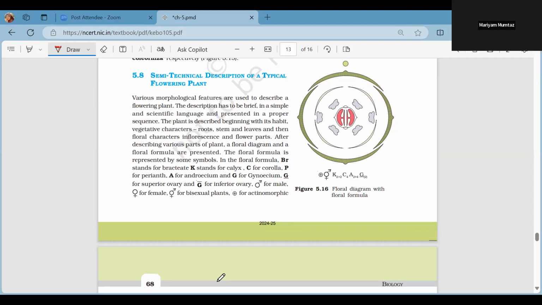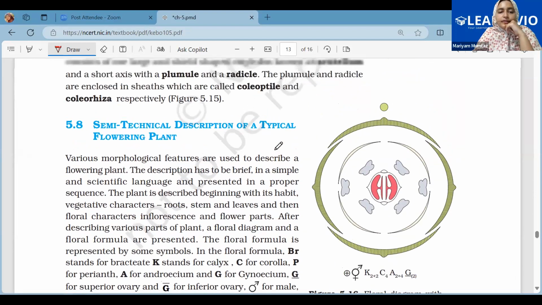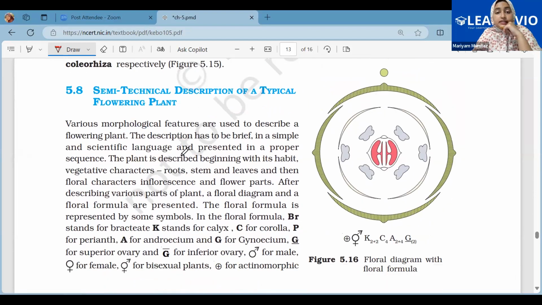All right, students, come back. So let's just finish this chapter. Now we're going to talk about the technical description of a typical flowering plant. See, what happens is that with the help of certain symbols, you can define a particular family of a plant.